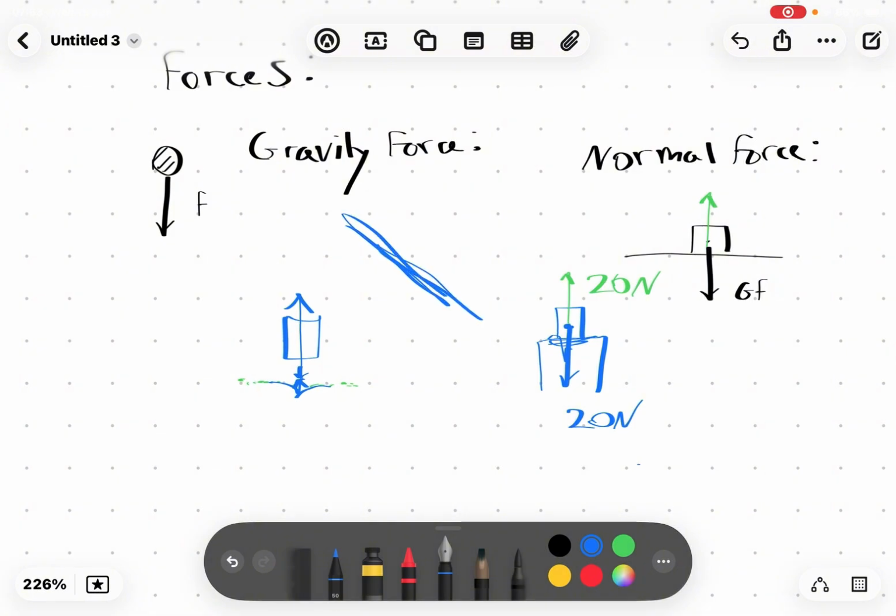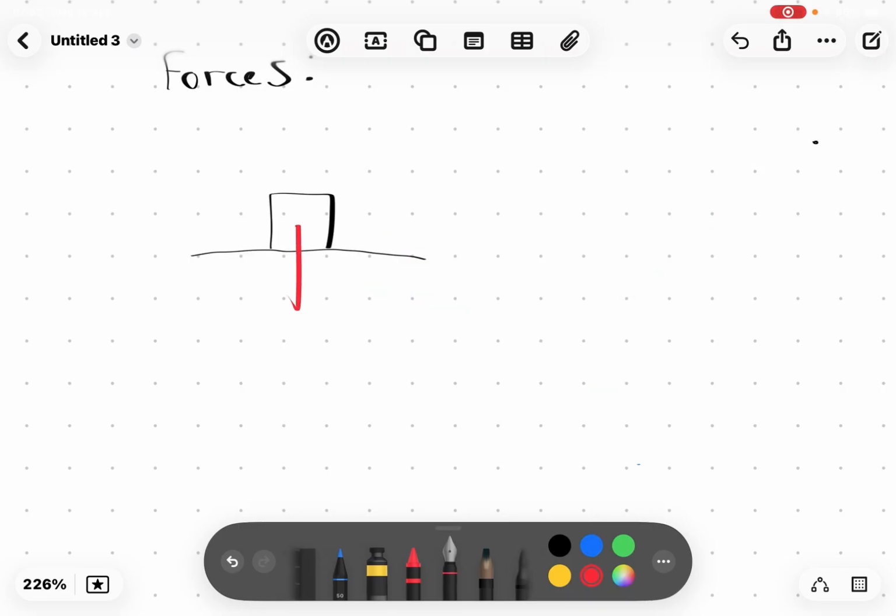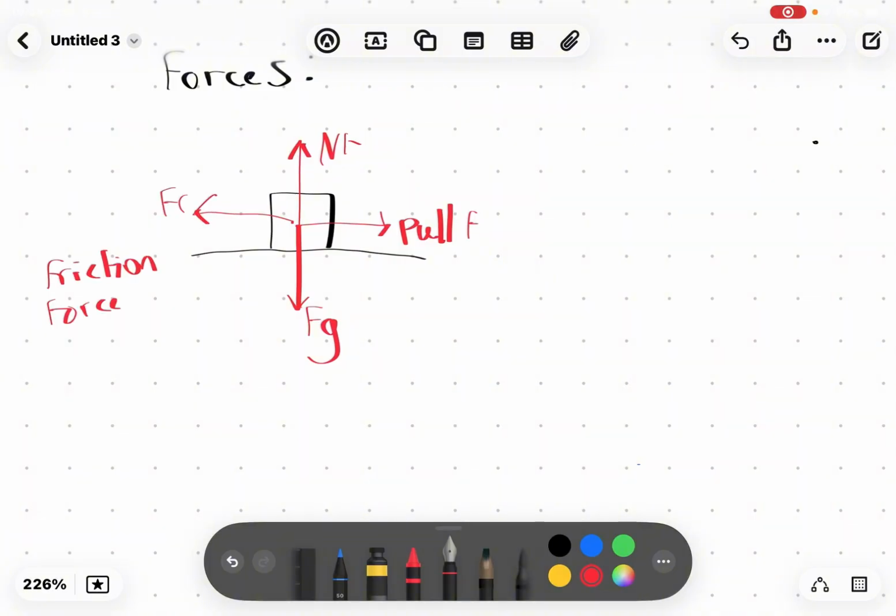Even if it is on an angle, let's say the angle is very small, like barely standing there, like 10 degrees, the normal force will still come from the box, but also from the table. It goes parallel to where it is. So yeah. So we have the gravity force. We have the pull force. We have the normal force, and we also have something called friction force.